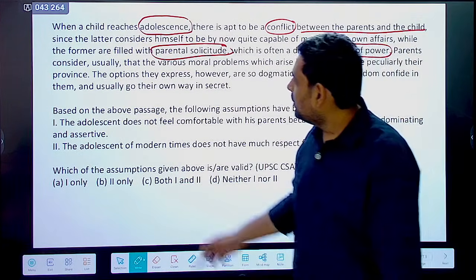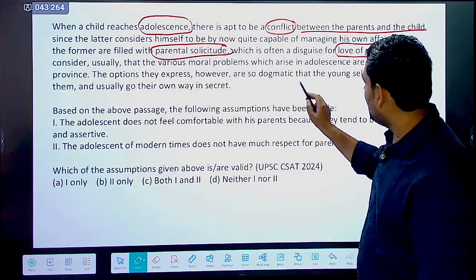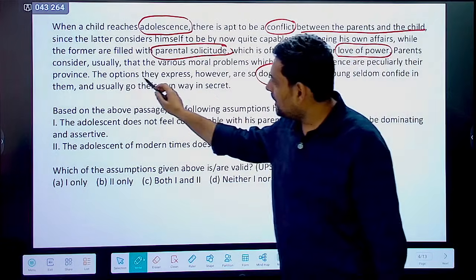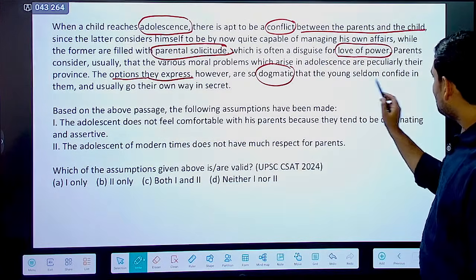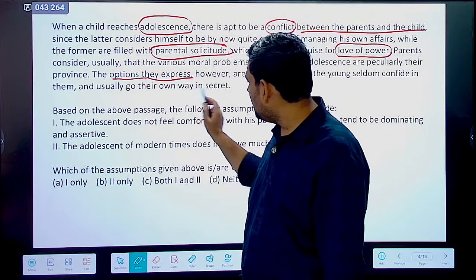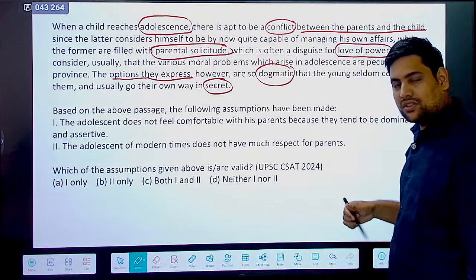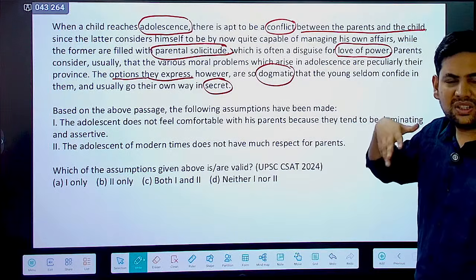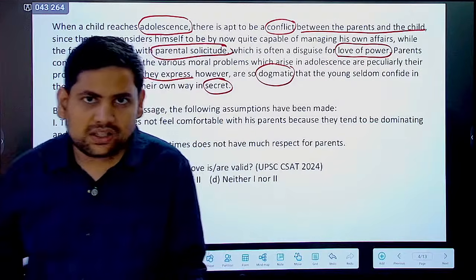Okay, then the opinions they express, however, are so dogmatic that... so what is dogmatic? The opinions that they express, the parents, that the young seldom confide in them, and usually go their own way in secret. So what is happening? Children are of course not able to, because dogmatic means what? That is, they are very traditional in the way, which is not very aligned with the current world.